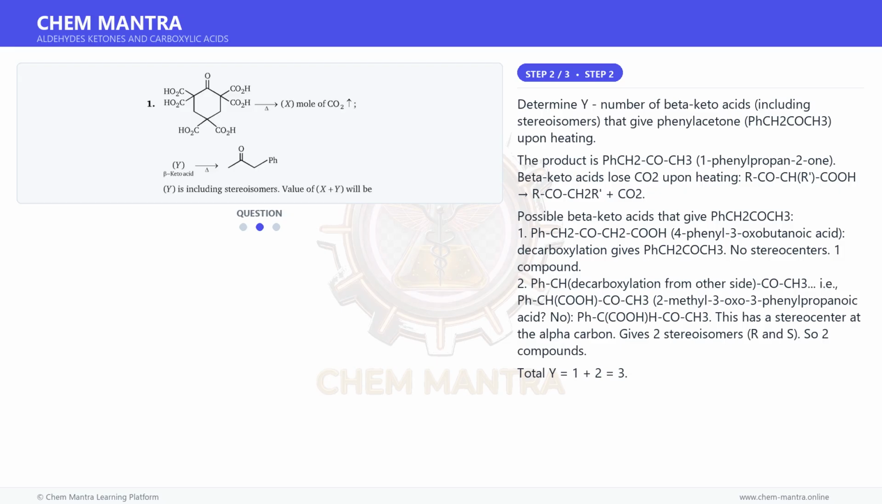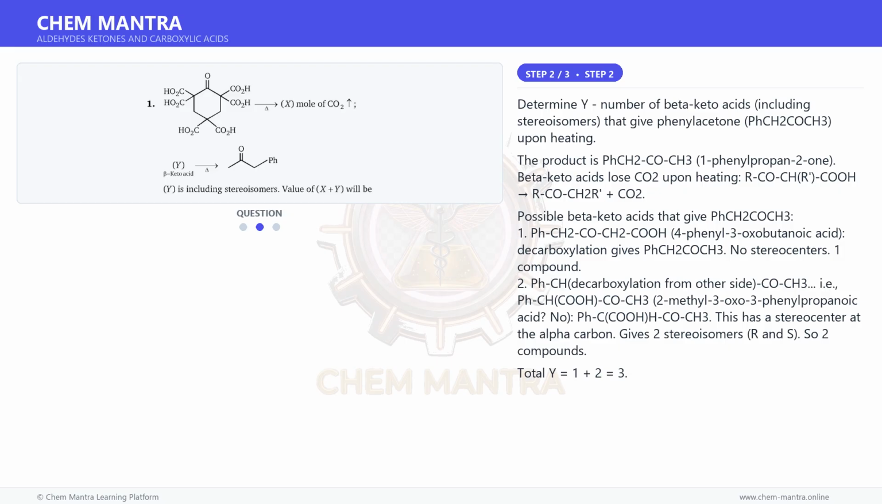Possible beta-keto acids that give PhCH2COCH3. 1. PhCH2COCH2COOH, 4-phenyl-3-oxobutanoic acid. Decarboxylation gives PhCH2COCH3. No stereocenters, 1 compound. 2. Decarboxylation from the other side, PhCH2COCH3.